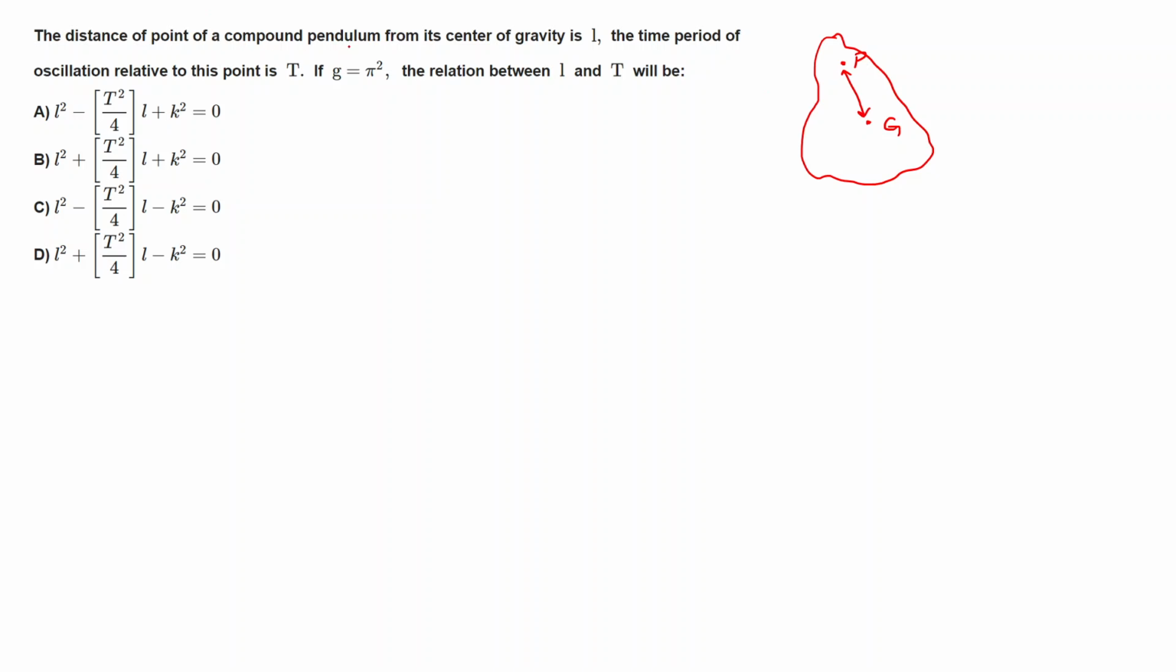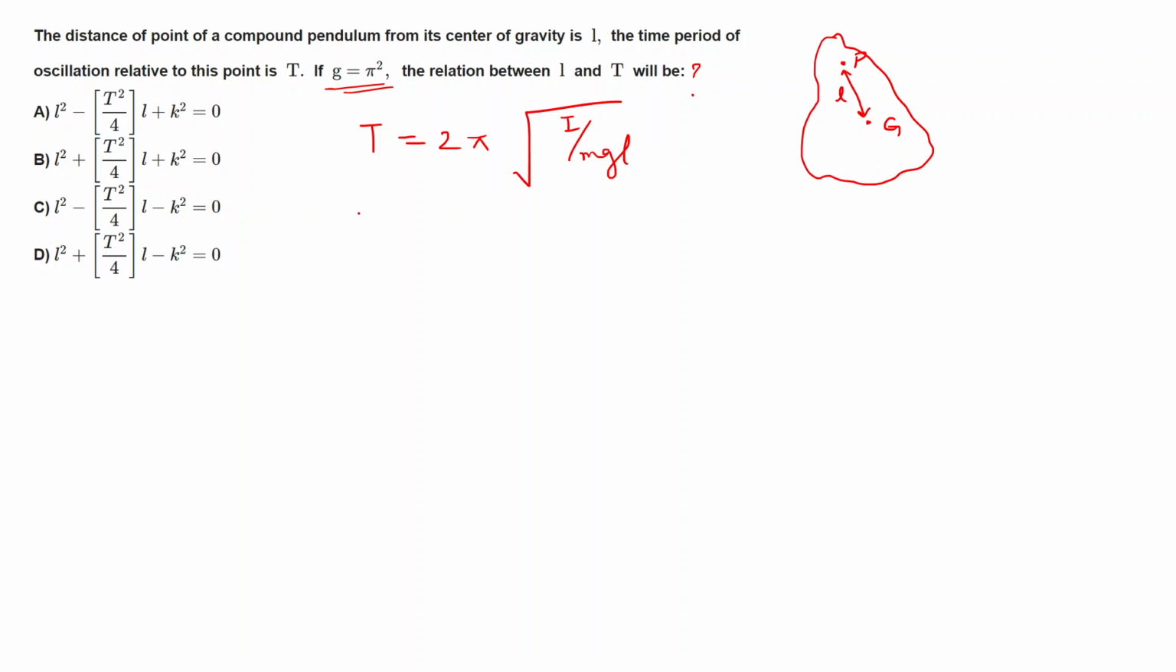The distance of the point of suspension of a compound pendulum from its center of gravity is small l. The time period of oscillation relative to this point is capital T. If g is equal to pi square, then what will be the relation between this length and time period? We need to find out the relation in this form. So first of all, again, what is the time period? The time period is given by moment of inertia and this expression mgl.